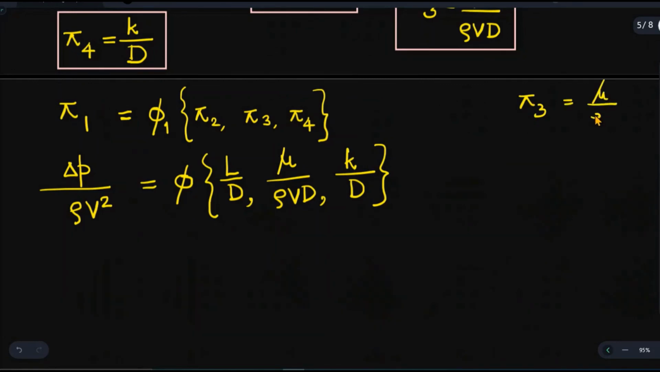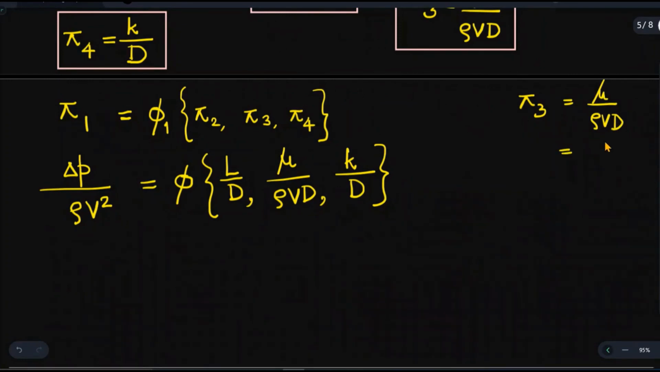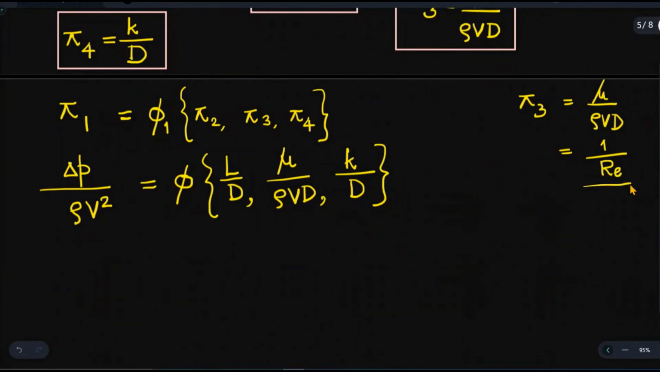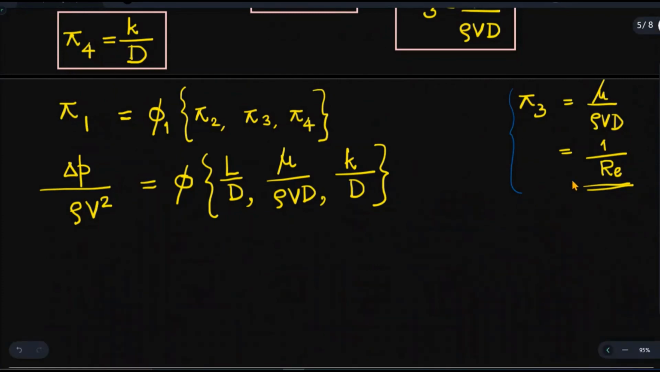See, this number is familiar to you already, because if you take the reciprocal, this is actually 1 by the Reynolds number. The non-dimensional nature of the number will not be affected if you take the reciprocal, or the square, or the square root or cube root, etc. Then the non-dimensional nature of the functional group will not be affected. So in that way, you can manipulate this functional group.